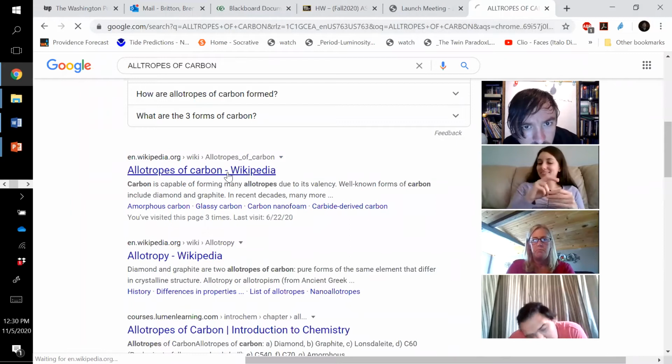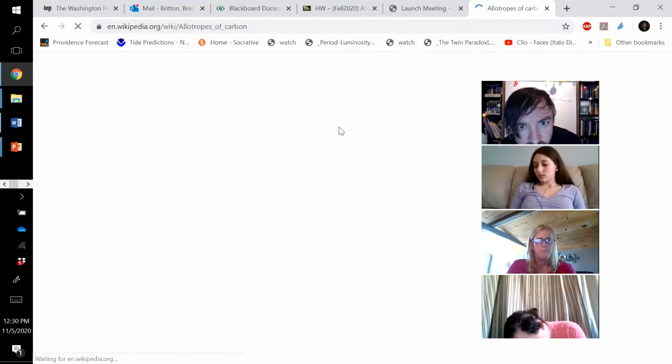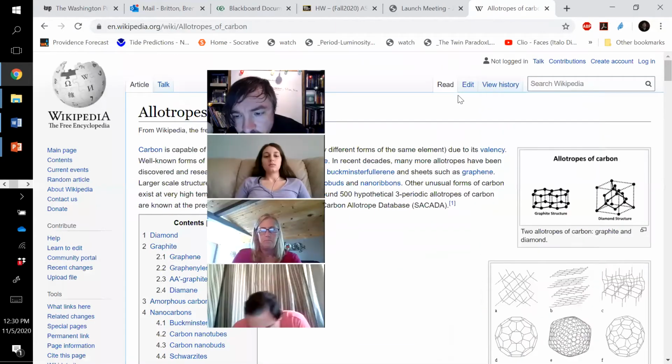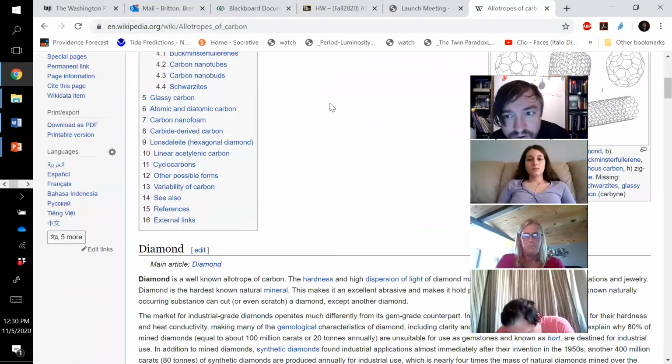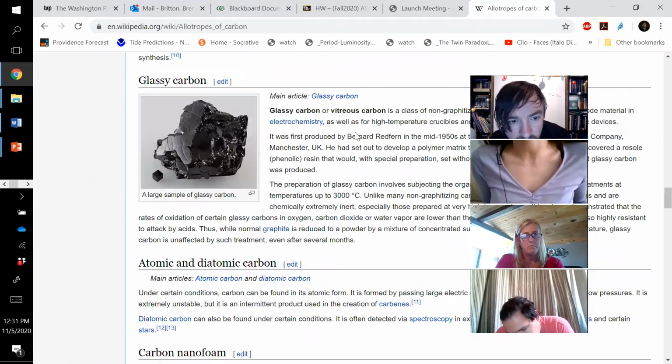Here we go. So it turns out that there are several different allotropes of carbon, but two of the more famous ones are diamond and graphite. So let me just slide down here.